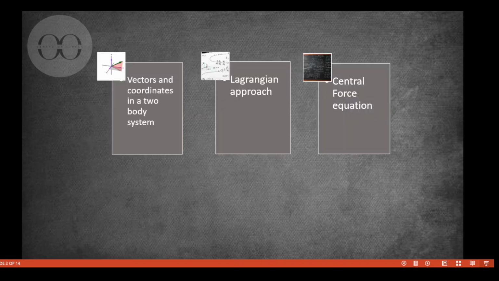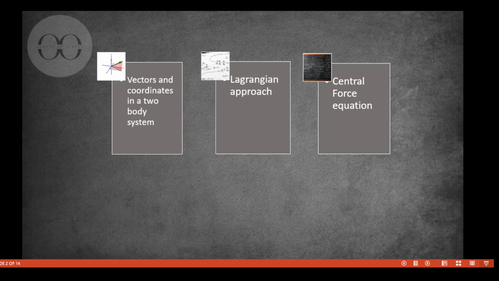So, I have divided today's chapter into three subtopics, which are vectors and coordinates in a two-body system, the Lagrangian approach, and the central force equation. So let's do a quick overview of the topics of today's chapter. At first, vectors and coordinates in a two-body system.